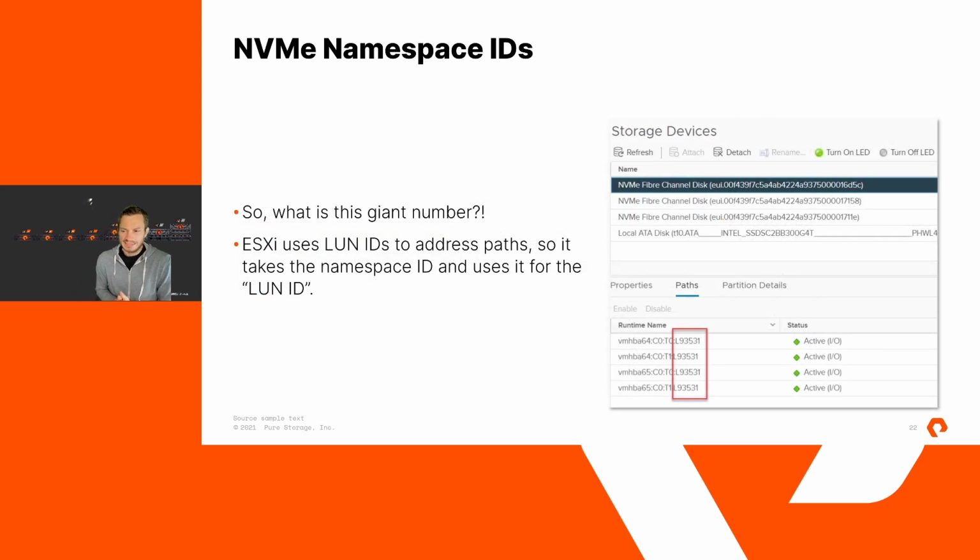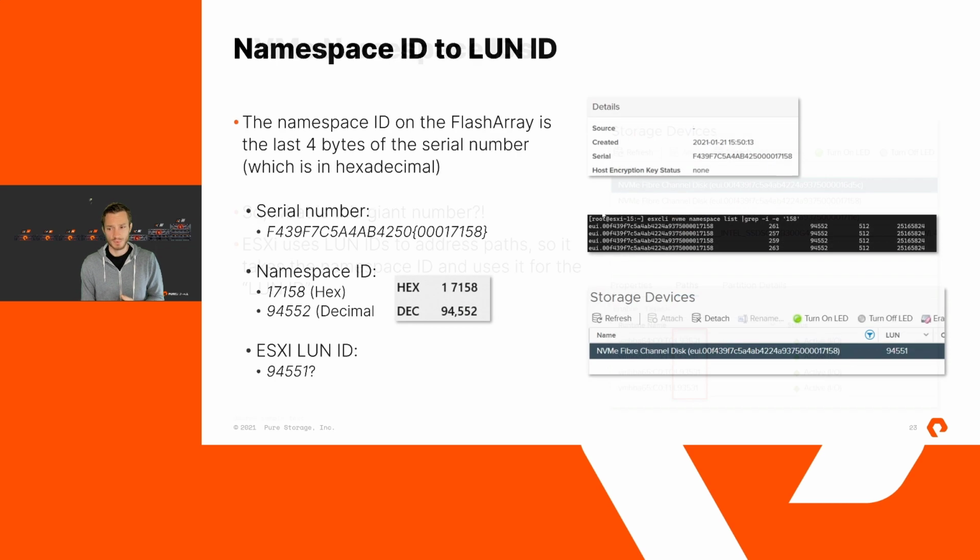So what is this giant number you see in the LUN ID? Is this the namespace ID? Well, it's not quite the namespace ID, and there's a reason for this from the VMware perspective. How Pure generates our namespace ID is we take the last 4 bytes of the serial number, which is hexadecimal generally reported, and that is our namespace ID for that object. The nice thing about this is no matter what host it's presented to, this volume is always going to have the same namespace ID.